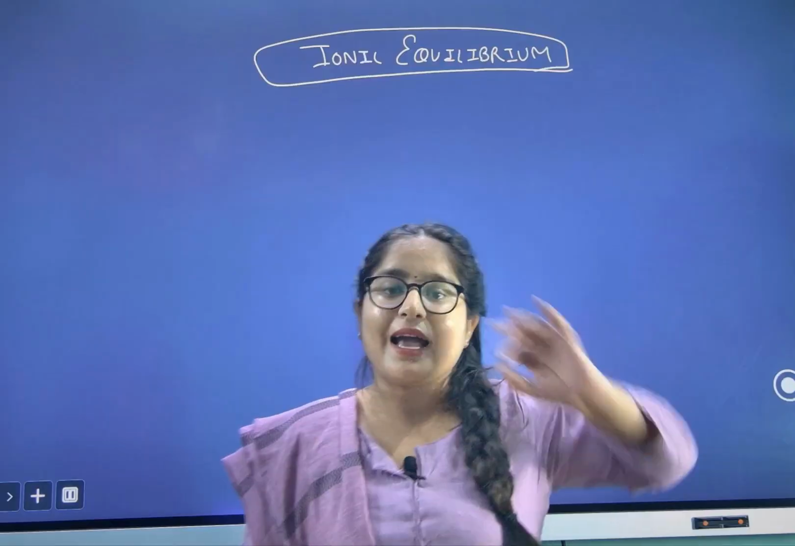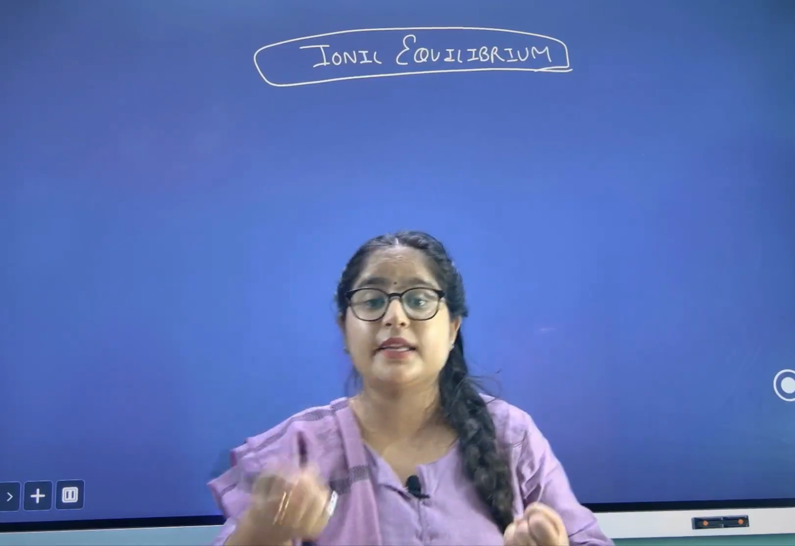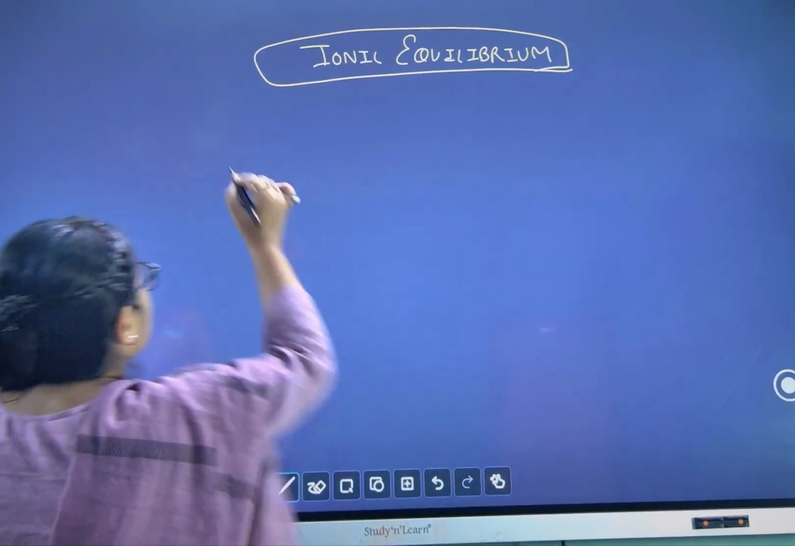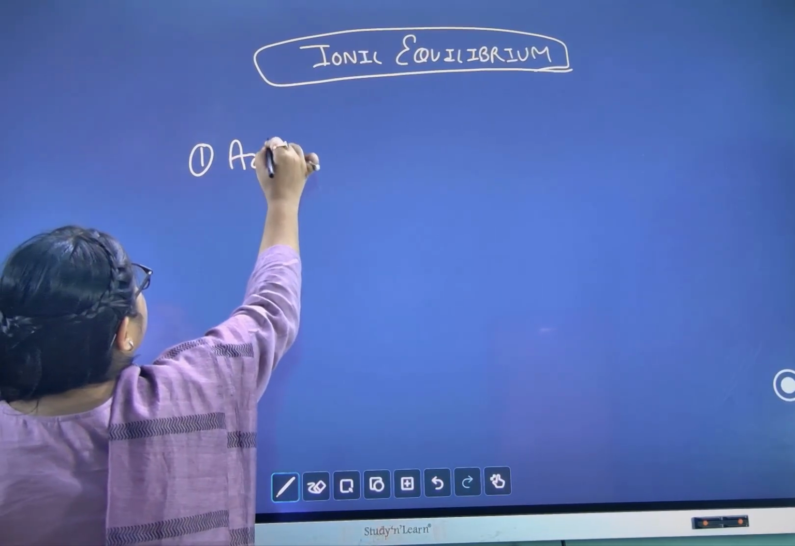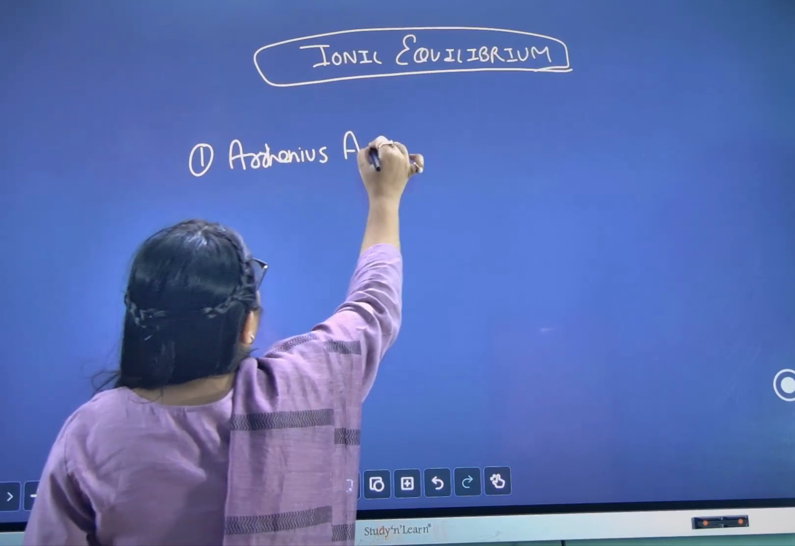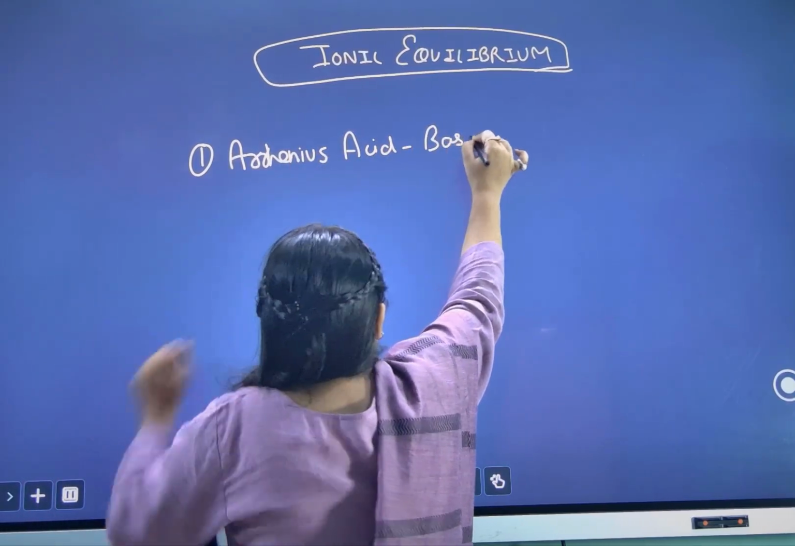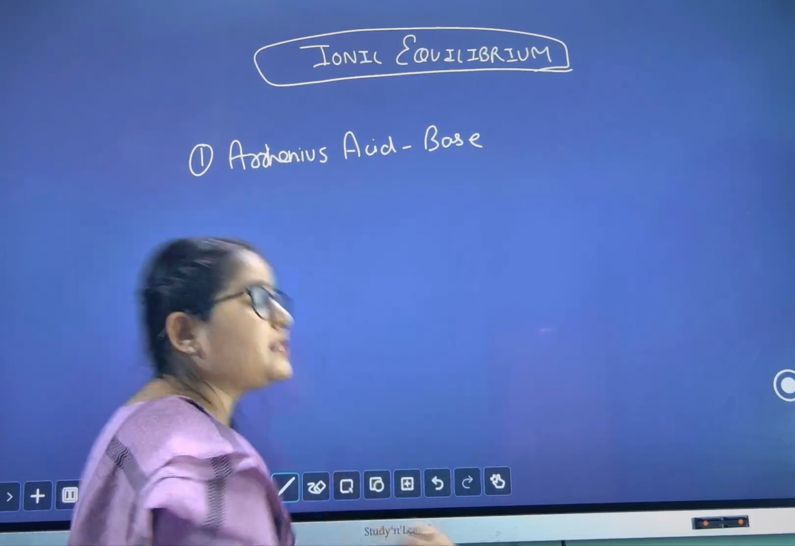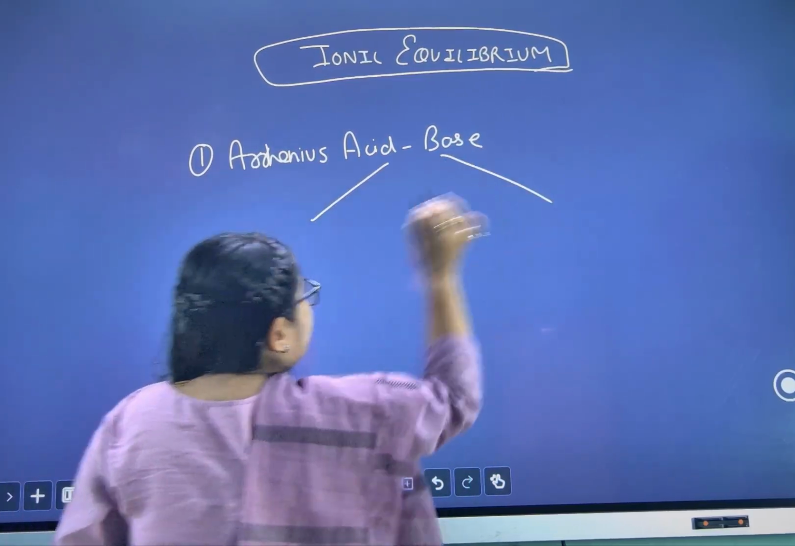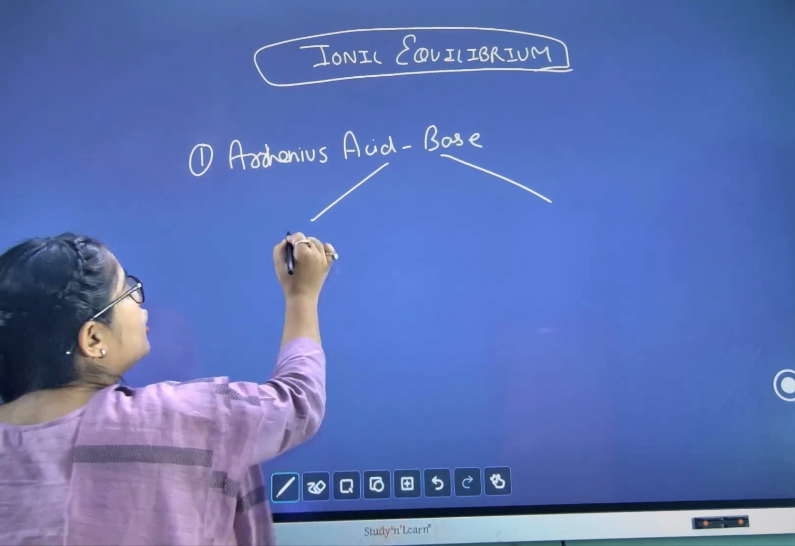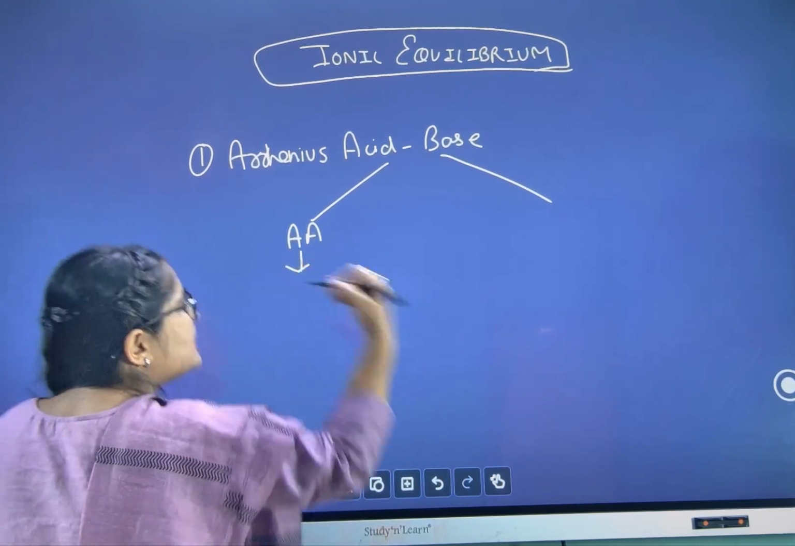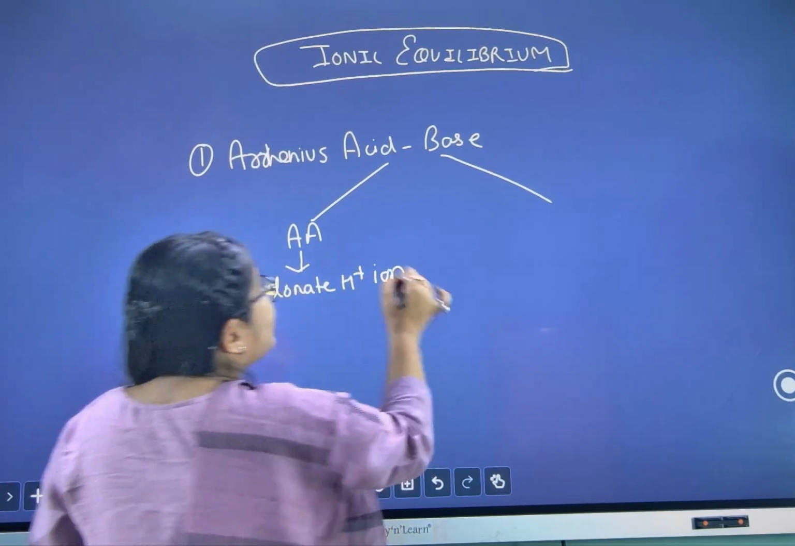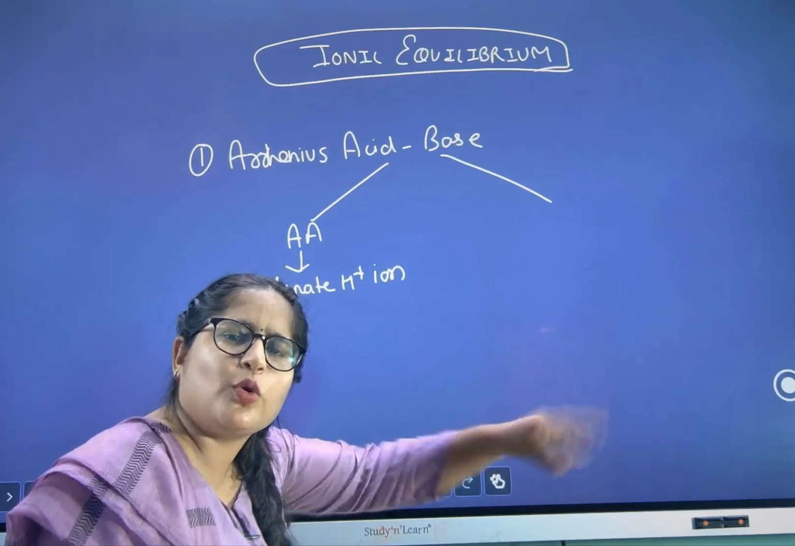We will study three acid base concepts in this chapter: Arrhenius acid base, Lewis acid base, and Bronsted acid base. Let us see here. The first one is Arrhenius acid base theory. So what is Arrhenius acid and what is Arrhenius base? Arrhenius acid is something which donates H plus ion.